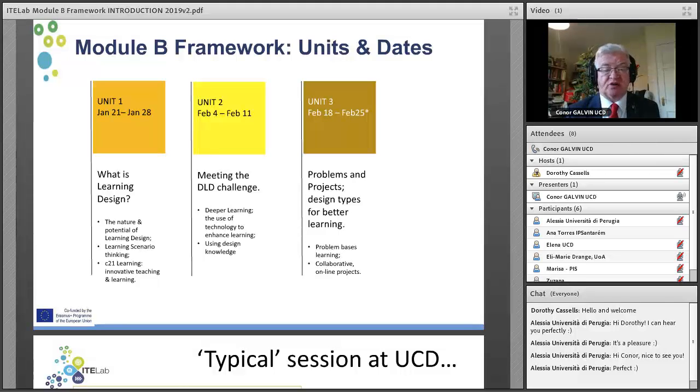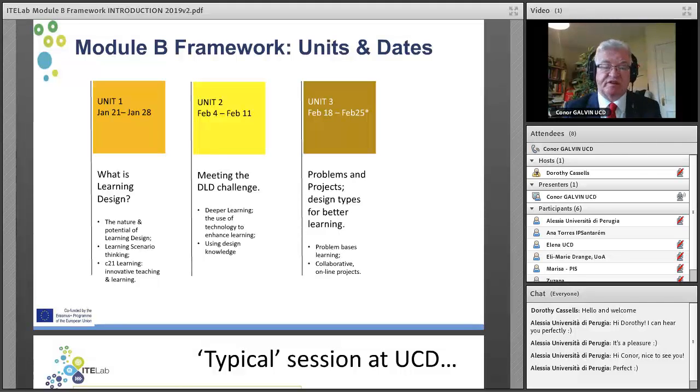And we will also look towards the very end of the unit at the power, the affordances, the possibilities of collaborative online projects. Some of this will build on ideas that we've already explored, perhaps in parts of Module Framework A, but some of it will also be new.